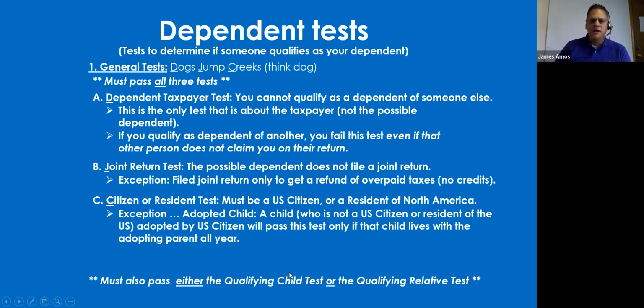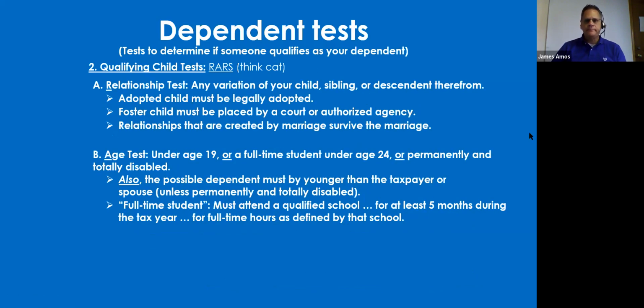The qualifying child test is a series of tests, questions you have to answer and pass. If you don't pass the qualifying child test, you have one more shot at getting this person to be your dependent, because they might qualify under the qualifying relative group of tests. Okay, so let's take a look at the qualifying child test.